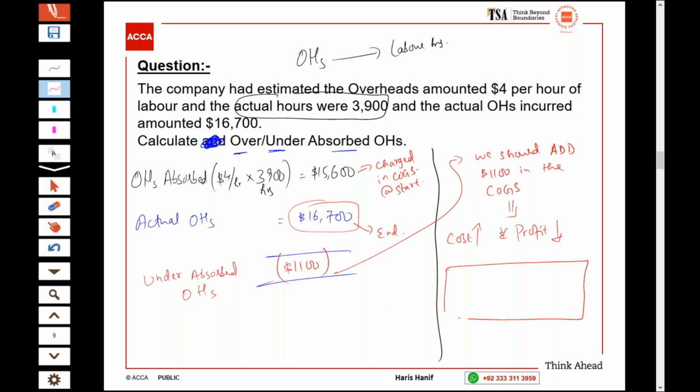So the double entry to record this under absorbed overheads: when the profit is reduced, that means loss, and the entry would be income statement debit by 1100 and overheads account credit by 1100. That is the double entry as well, which I had already written here. Just note it down. What is the double entry to record under absorbed overheads? Income statement debit, overheads account credit.